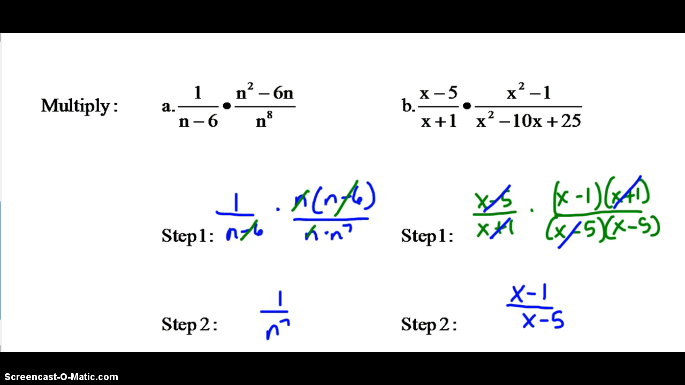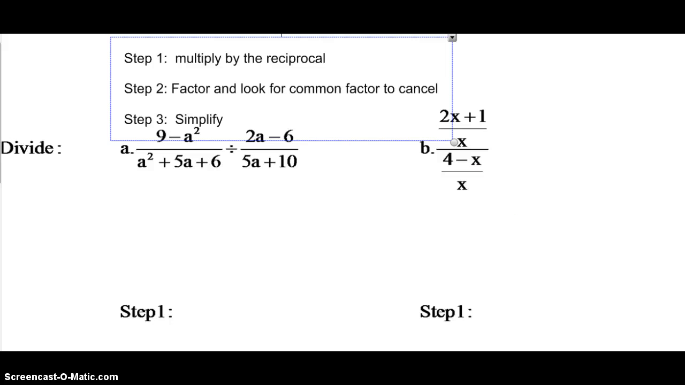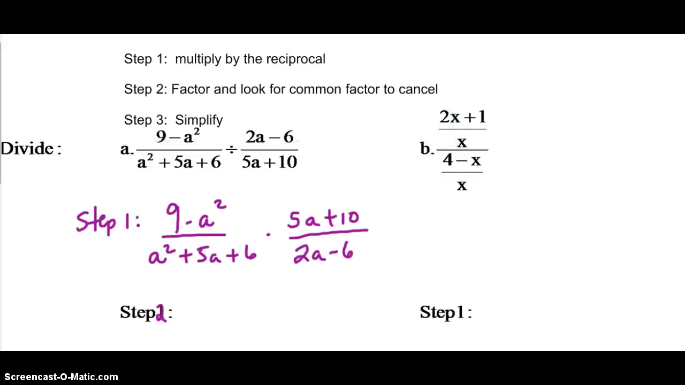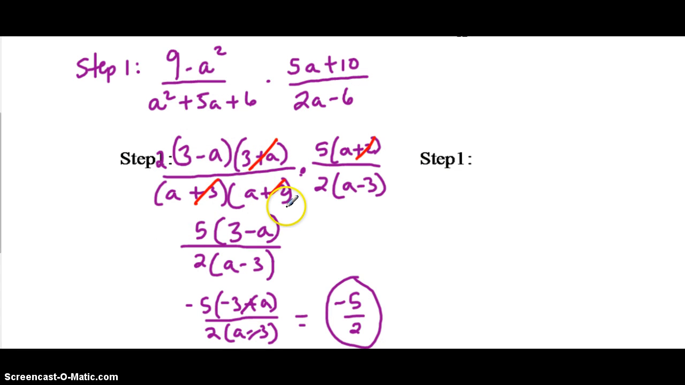Okay, so there's going to be a couple steps here for dividing. Go ahead and pause the video and write these down. Okay, so first step is to multiply by the reciprocal. Then we factor and look for a common factor. There were several things we could factor here, and here we could even factor out a -1.